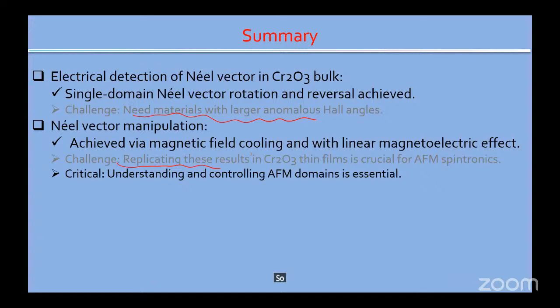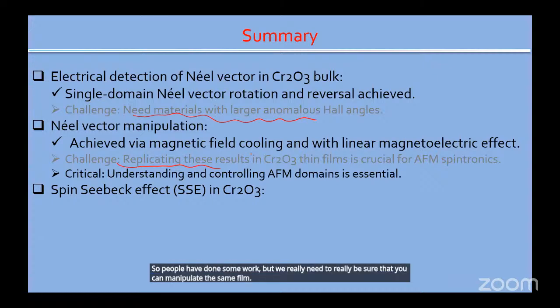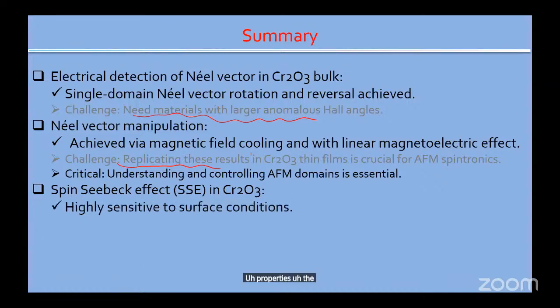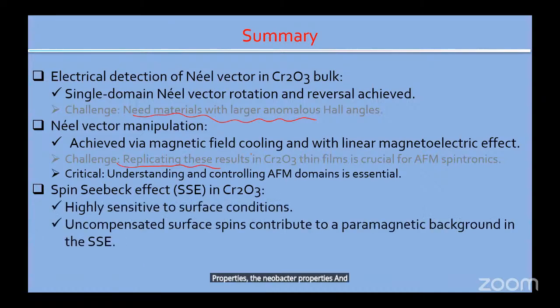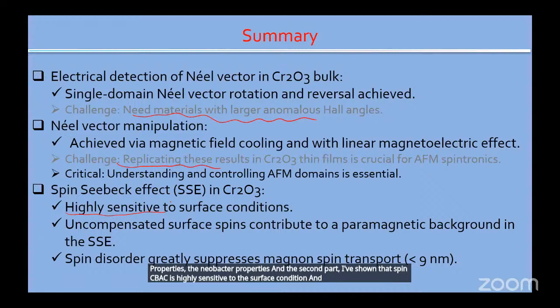People have done some work, but we really need to be sure that we can manipulate the thin film properties, the Néel vector properties. And the second part, I've shown that spin feedback is highly sensitive to surface condition, and we can break down this response into a paramagnetic background, as well as the part that is more interesting, that is, spin disorder can greatly suppress magnon spin transport within a very short distance.